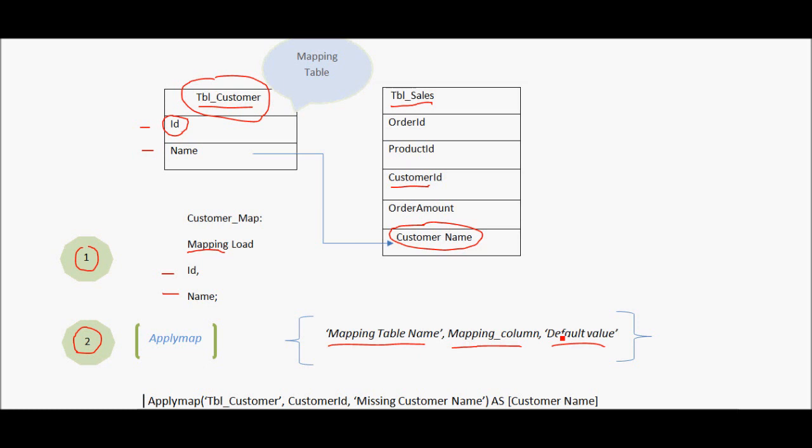So the third parameter is a really important one, because it not only allows you to substitute a string, such as a missing customer name here in this example, but it also allows you to use nested ApplyMap functions to perform additional mapping, which is one of the powerful features of mapping functions in QlikView.